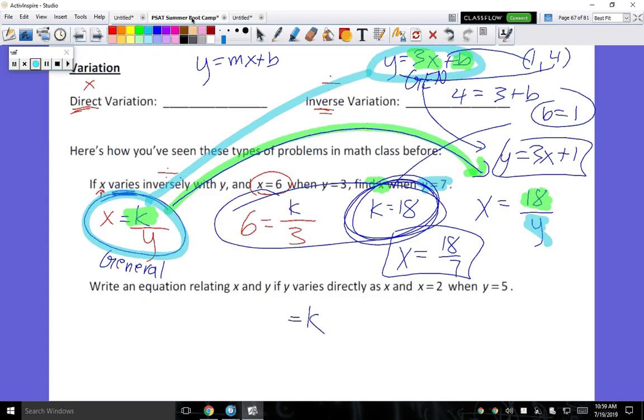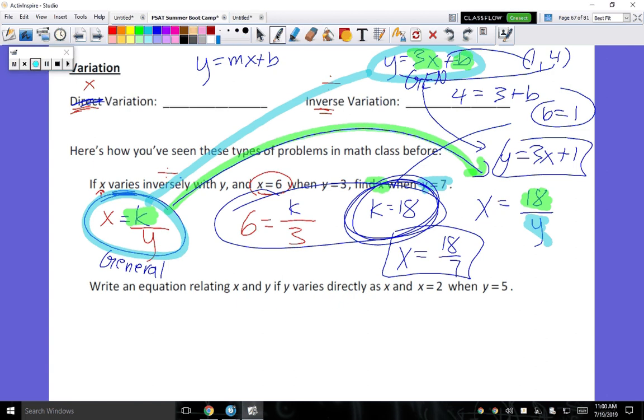Okay, so make those direct. Direct variation sometimes won't say direct. It will say varies as x. So if it doesn't say direct or inverse, by default, I want you to look at it as direct, which is multiplication. Okay, so let's do this last one.